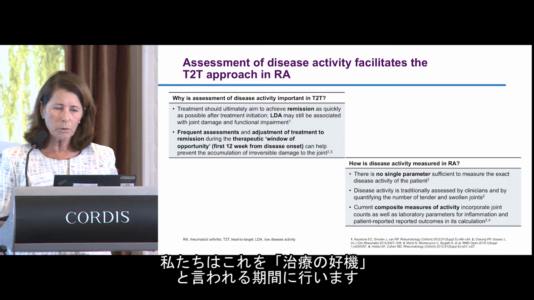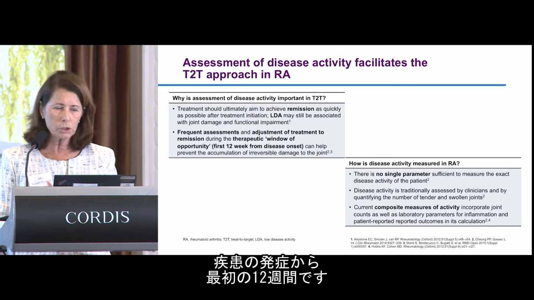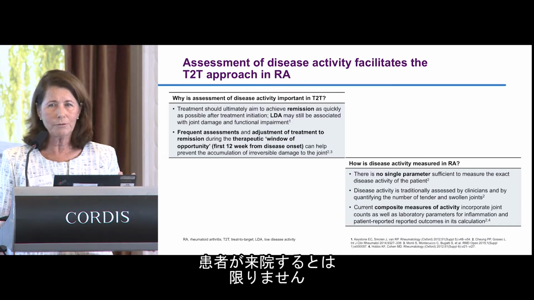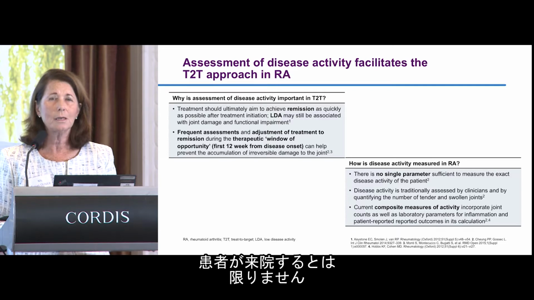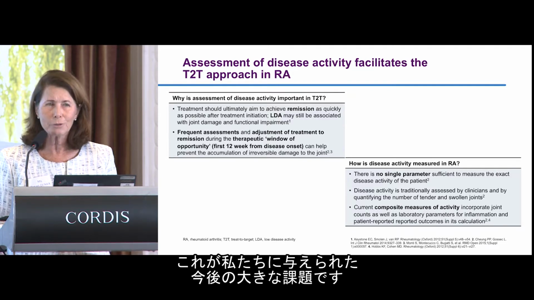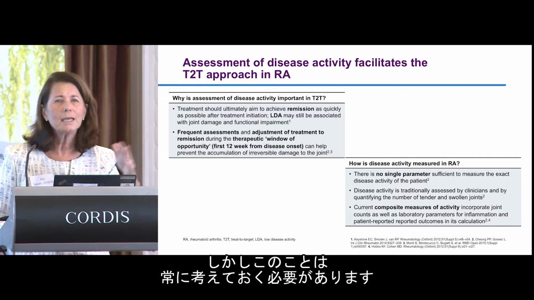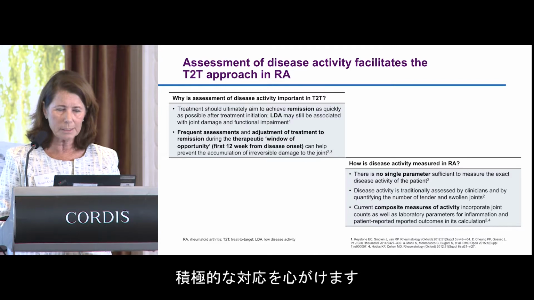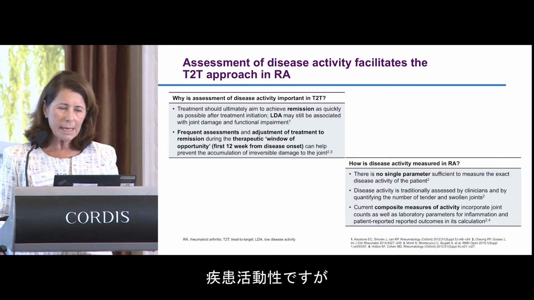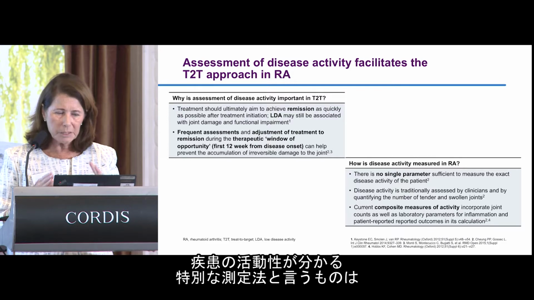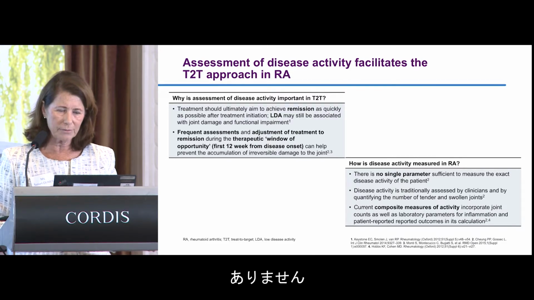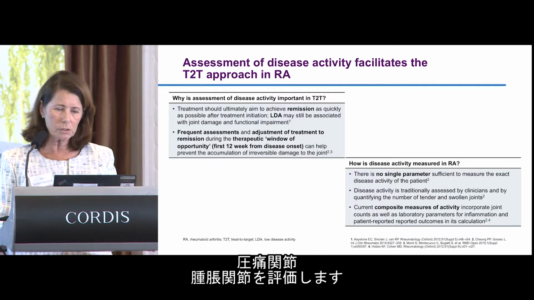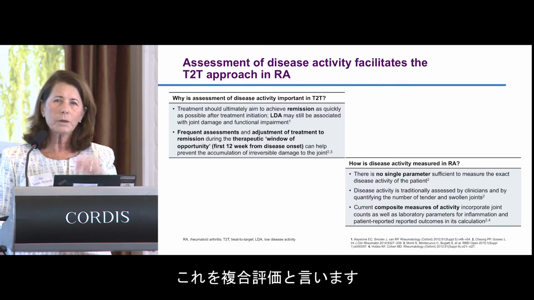And we will be doing that in what we call the window of opportunity, which is the first 12 weeks from disease onset. Now remember that some patients might not come to us in the first 12 weeks of when their disease starts, and that's a big challenge for us for the future. But that's what we need to be thinking about all the time. We want to get that patient managed as quickly and aggressively as possible. And as we've said, for disease activity, there is no particular one measure that's going to tell us how active their disease is. It's a number of tools that we will use, and that's assessing the tender joints, the swollen joints, and it's what we call a composite measure.